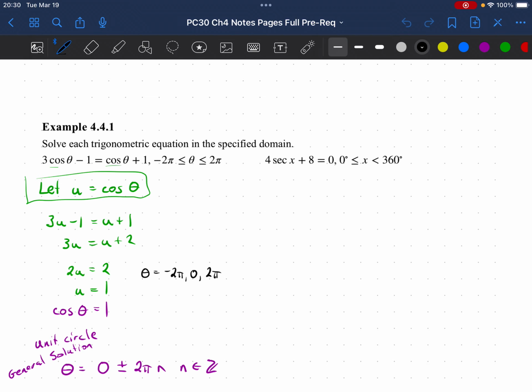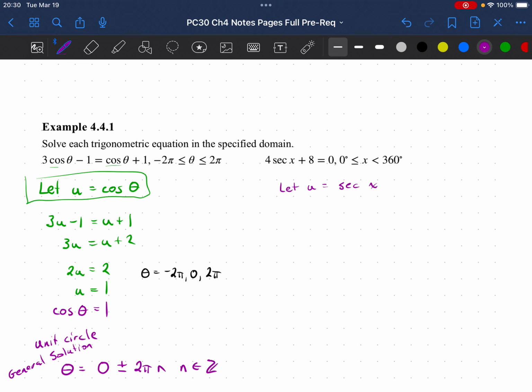We're going to go through the same process that we just did. We're going to start by letting u equal secant of x. You don't actually have to do this step if you understand how to solve the problem without it. I just like to do this because it simplifies things a little bit.